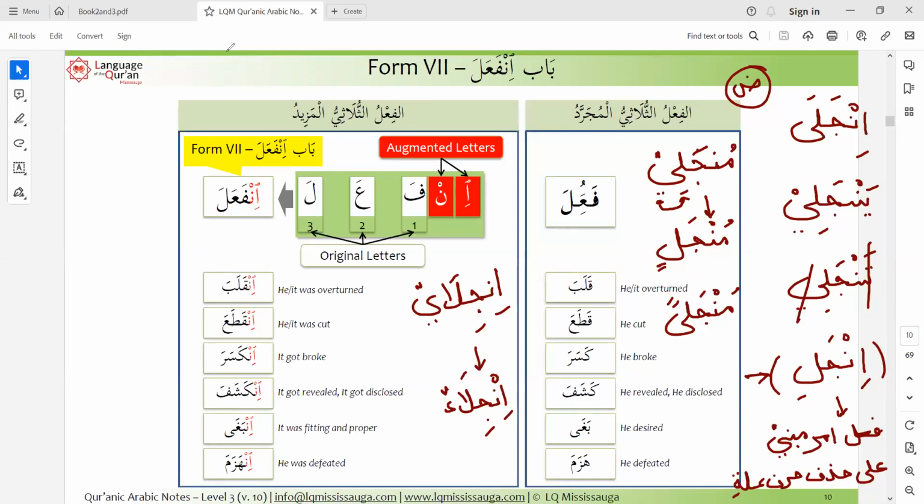Clear. Okay, the meaning is it was clear, or it was made clear. Injala, Yanjali, Injilao: something which becomes clear, apparent.